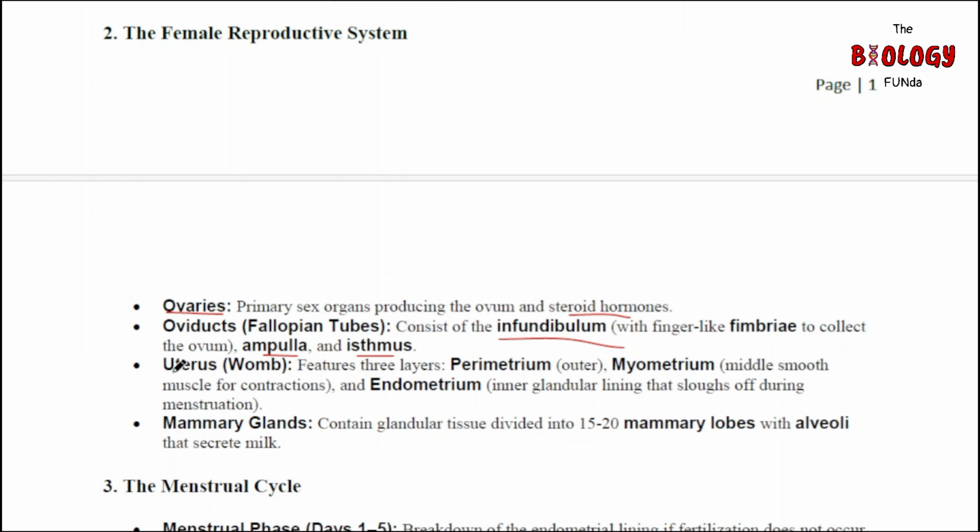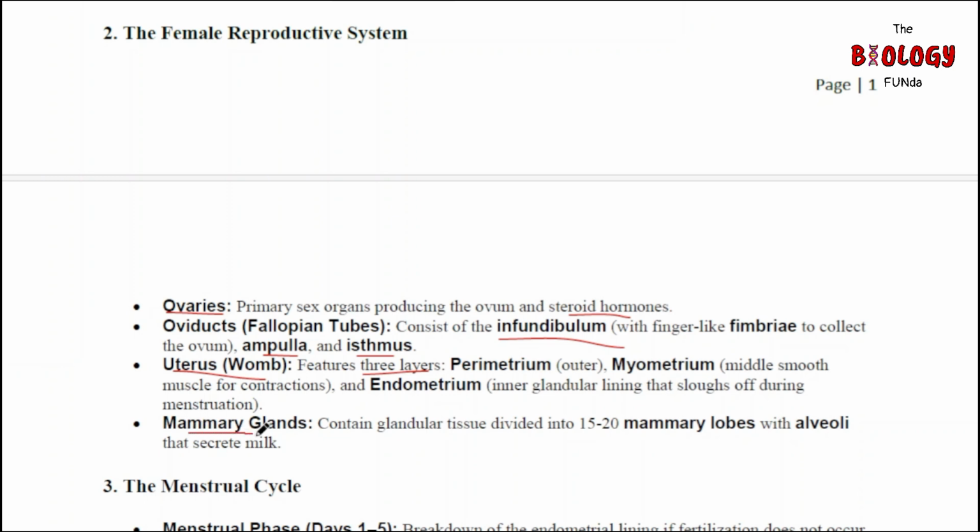Now next we have uterus or womb which carries the baby. There are three layers of uterus: perimetrium, myometrium and endometrium. Perimetrium is the outer layer. Myometrium is the middle layer which is made up of smooth muscles which are required for contraction during child delivery. And last we have endometrium, an inner glandular lining that sloughs off during menstruation.